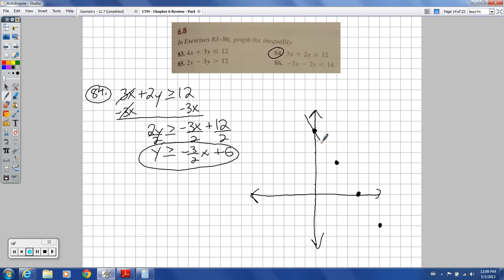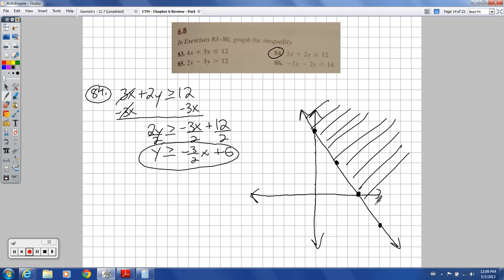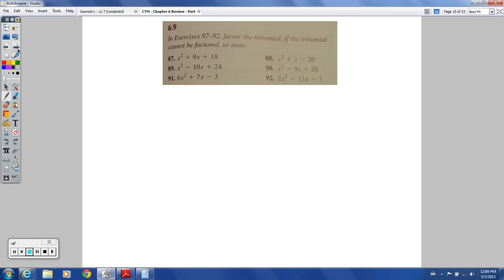It is greater than or equal to, so this is going to be solid rather than dashed. If it was not or equal to, that's just a dashed line instead. You notice this point is at 0, 6, and this is at 4, 0 right here. And then it is stuff that's greater than or equal to, so think of that kind of as a roof. We are shading above the roof since it's greater than or equal to in slope-intercept form. You have to have it in slope-intercept form for it to work like that. But there is our answer for 84.